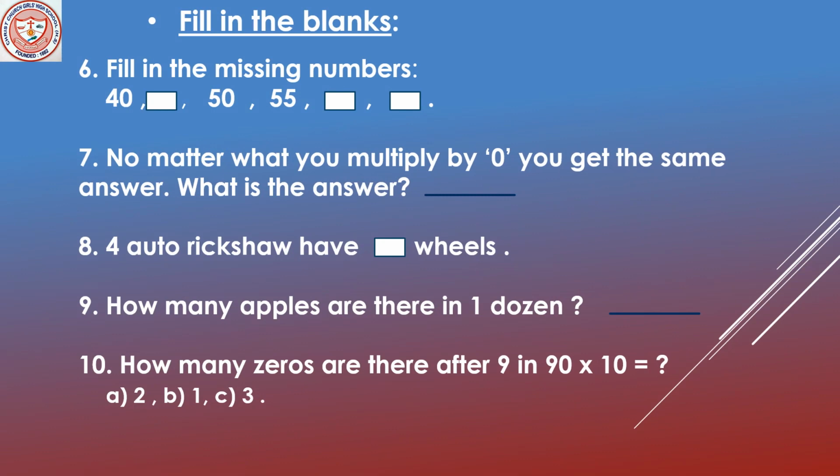Next, 4 auto rickshaws have dash wheels. Now tell me, one auto rickshaw has how many wheels? 3 wheels. So 4 auto rickshaws have, yes, 4 into 3 is equal to 12. Very good. So 4 auto rickshaws have 12 wheels.